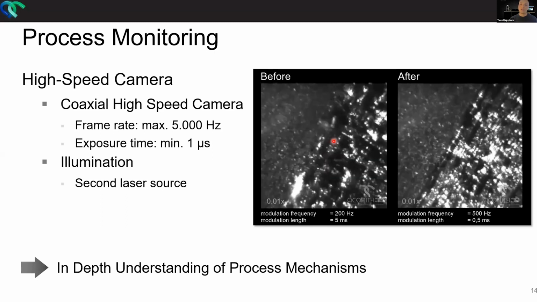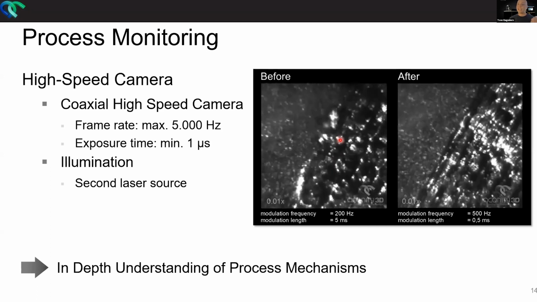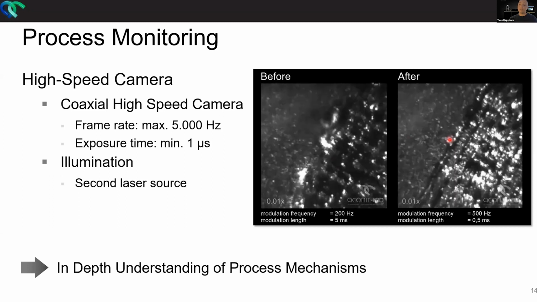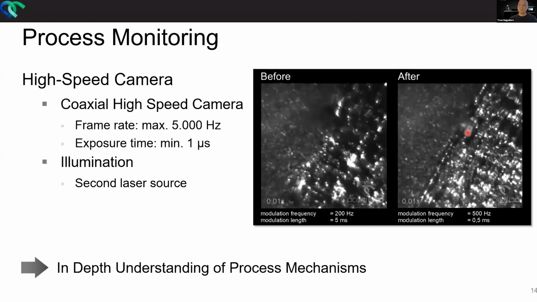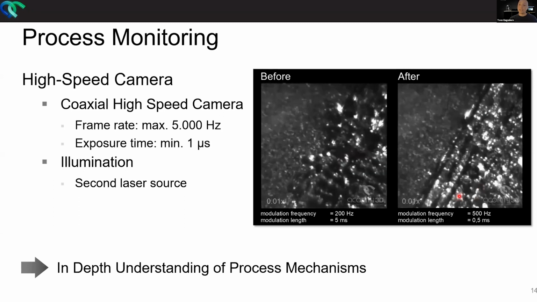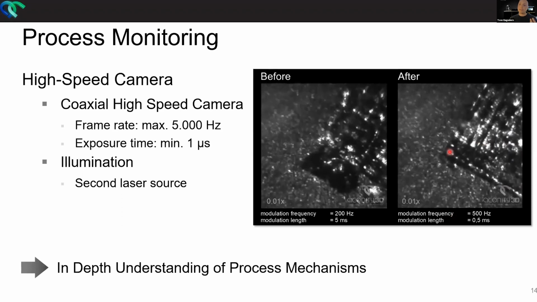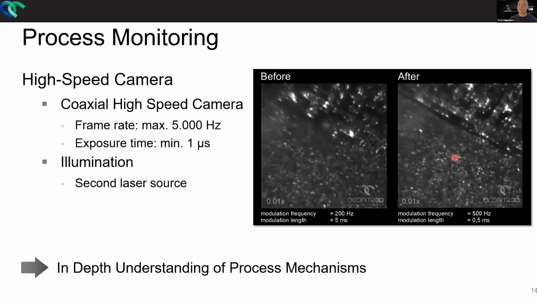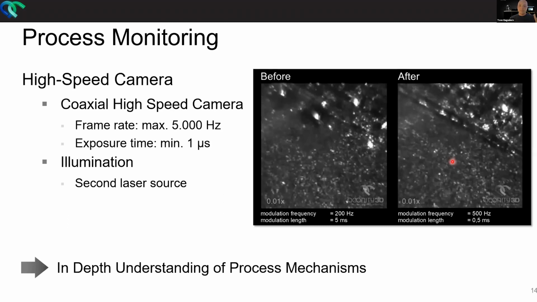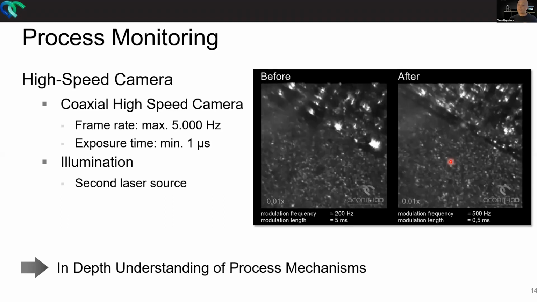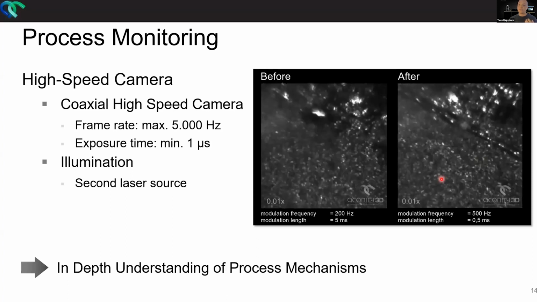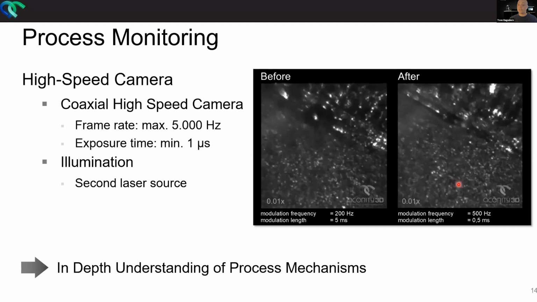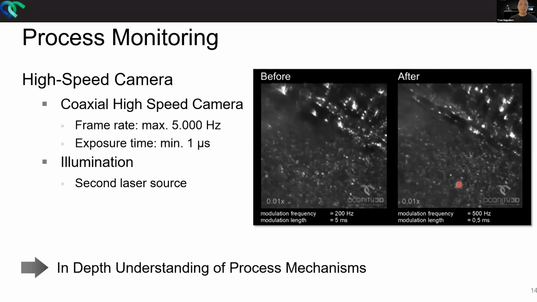So what you can do now, once you get the possibility to take a look at your process, is change these parameters, take a look at the process, and adjust the next layer. And you see, by just changing the modulation frequency and length, we get a lot better defined contour. So that is a really, really strong tool, this process monitoring, to get an in-depth understanding of the process itself and do fast and efficient material research and enable new materials for additive manufacturing.